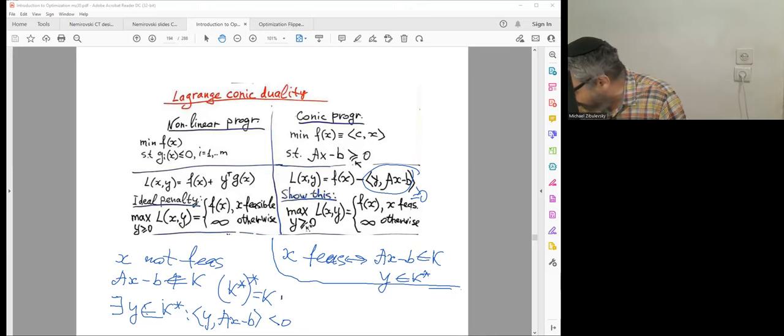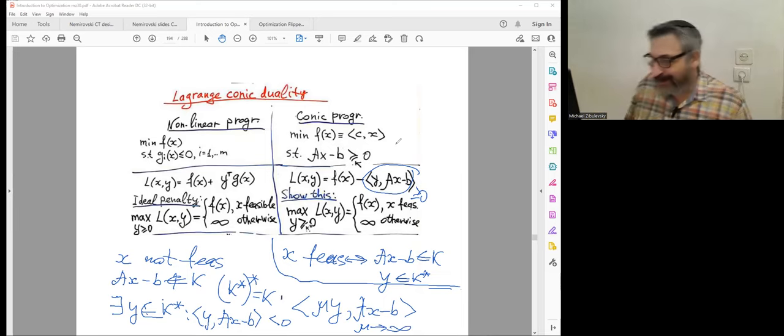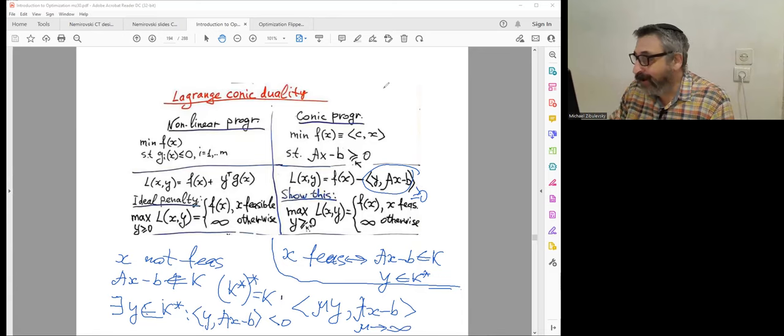So assume we found such y that this is negative. What should we do now? Now we can take any scalar bigger than one. We multiply mu y, mu positive scalar, with AX minus b, and drive mu to infinity. Then this would be minus infinity, and in the Lagrangian it would be infinity. We said this with words, we didn't write everything formally, but I hope that the idea is clear. And we have an additional video with the explanation of all this.